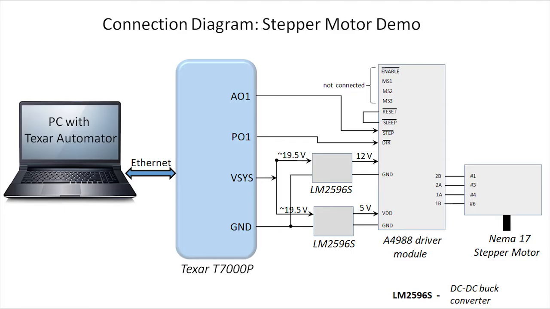Let us get started with the high-level connection diagram of this demo. Here is the stepper motor. And this is T7000P, which is connected to the PC with Automator via Ethernet.